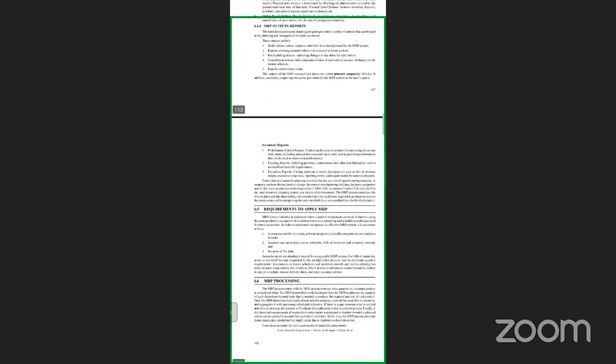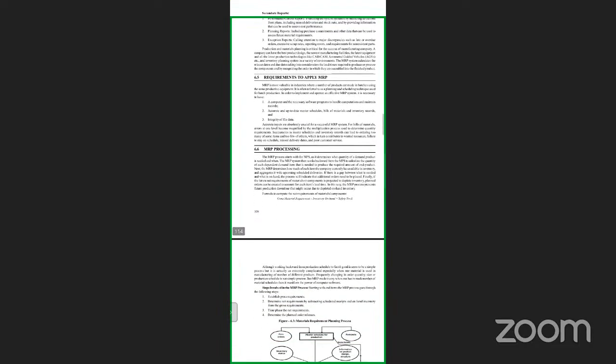And secondary reports are performance control reports, planning reports, and exception reports. Requirements to apply MRP: a computer and the necessary software programs to handle computations and maintain records. Next, we need accurate and up-to-date master schedules, bills of materials and inventory records, and integrity of file data.